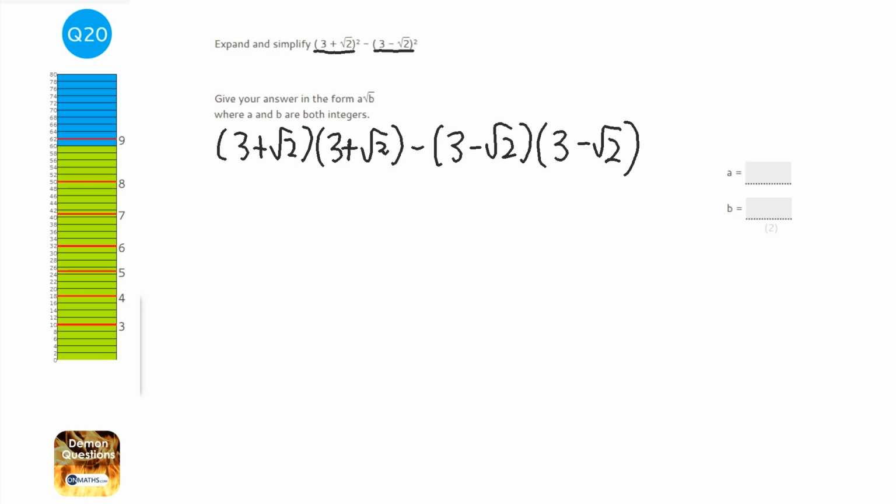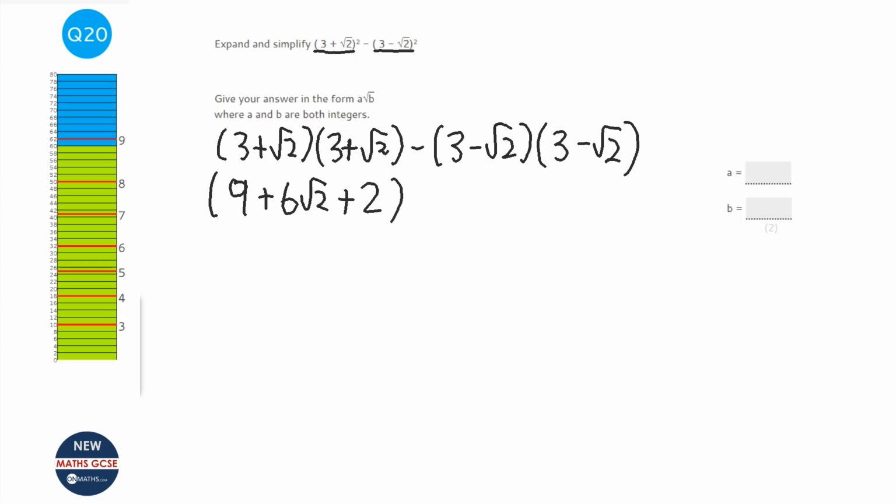Now I'm not going to go into the methods of expanding quadratics, but we've got loads of videos on our channel, on our website to help you with that. So use whatever method you are comfortable with, whether it's FOIL or smiley face or whatever you want. I'm going to put them into brackets though. So 3 times 3 is 9. Then we've got plus 3 root 2 plus 3 root 2, so plus 6 root 2. And then we've got root 2 times root 2, which is plus 2.